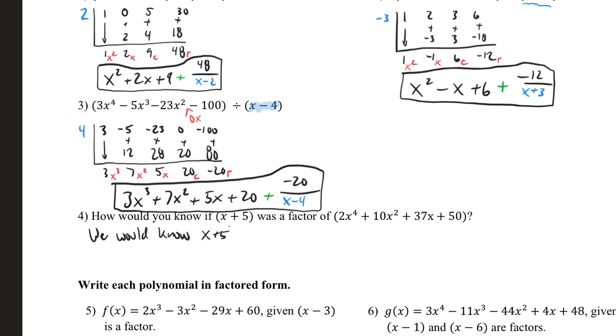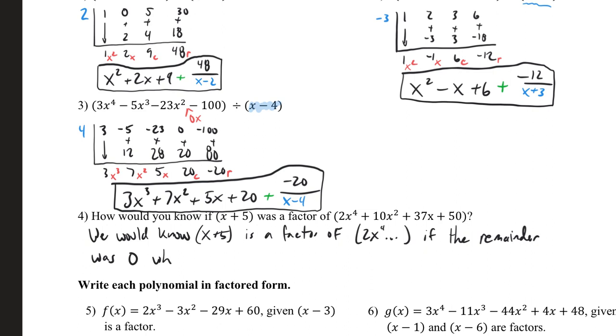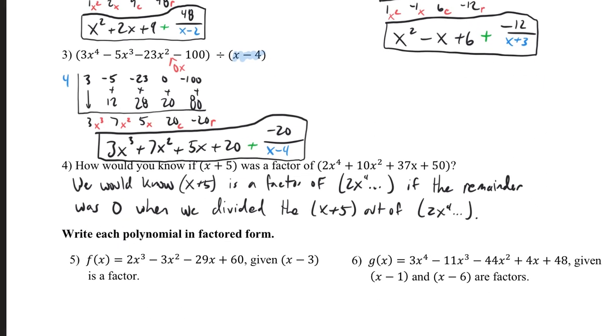So yeah, we would know x plus 5 is a factor of 2x to the fourth, blah, blah, blah. I'm not going to write that out. If the remainder was 0 when we divided the x plus 5 out, 2x to the fourth, yada, yada, yada. That's how you do that.